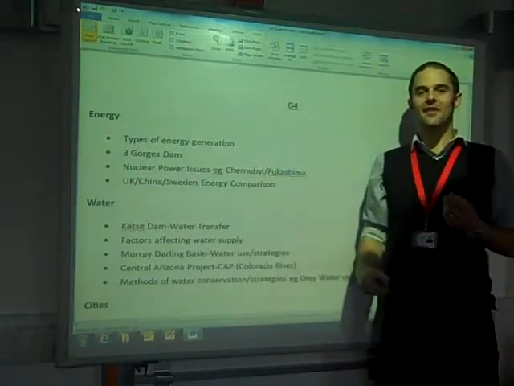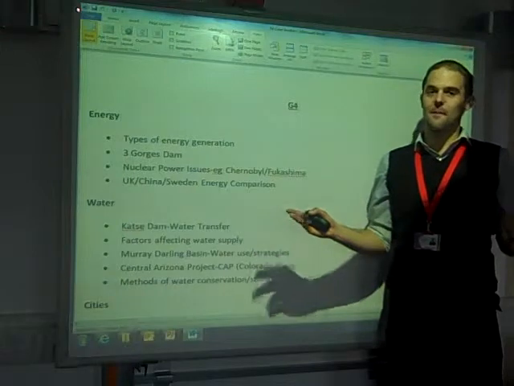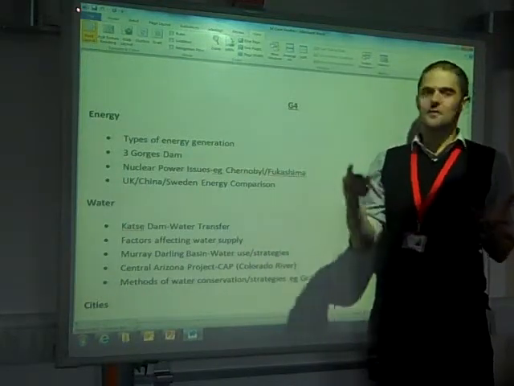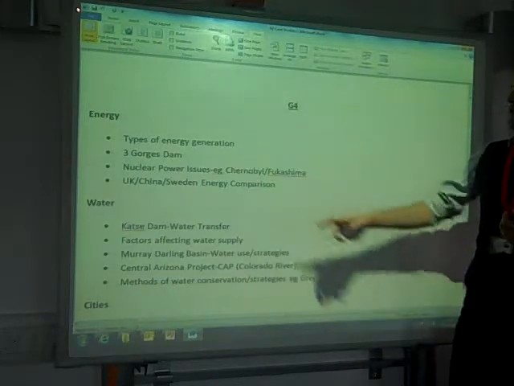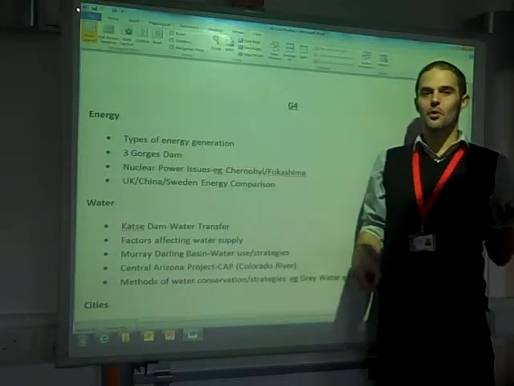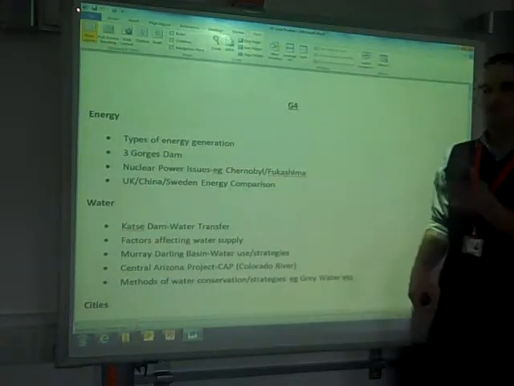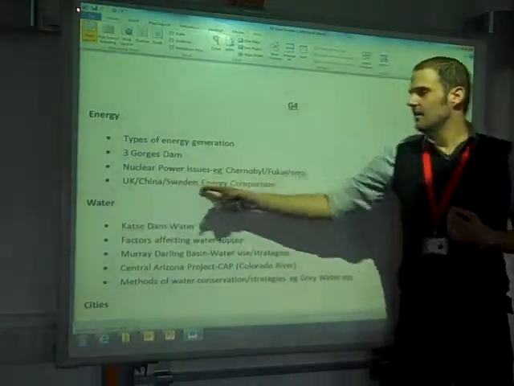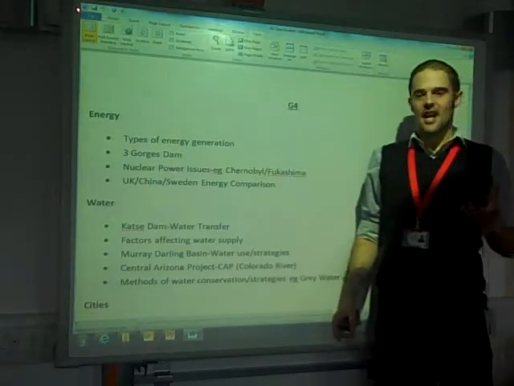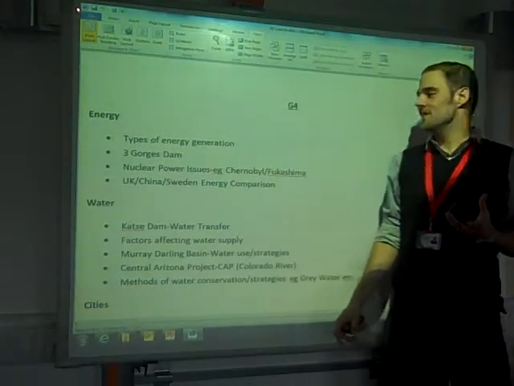You need to identify information from the 3 Gorges Dam and again identify the costs and benefits of that process. You need to identify information on nuclear power issues, so for example, the Fukushima disaster and Chernobyl. You also need to identify and compare energy consumption in the UK, China and Sweden.